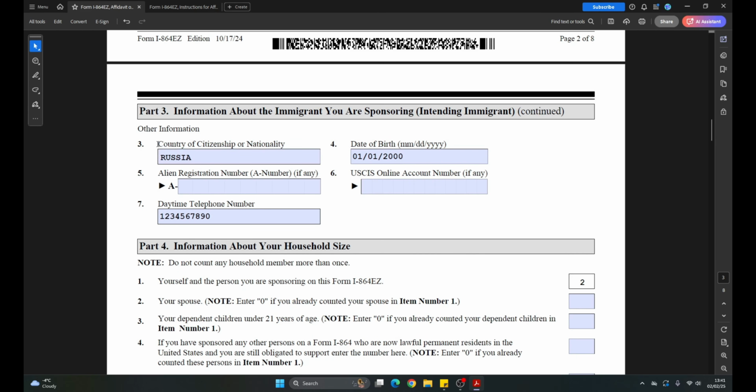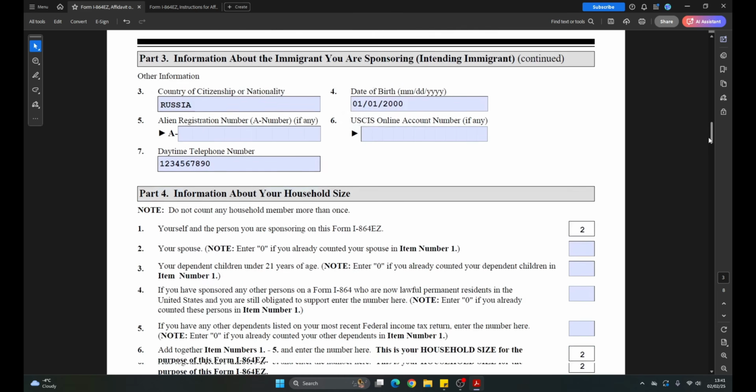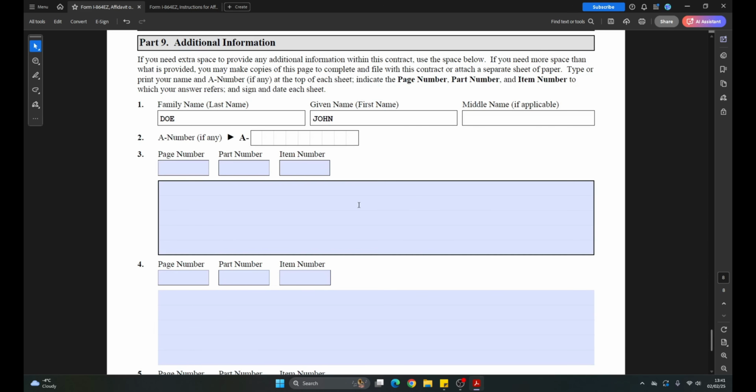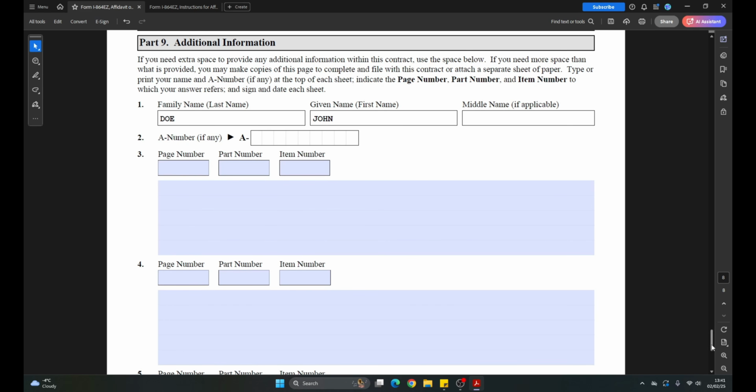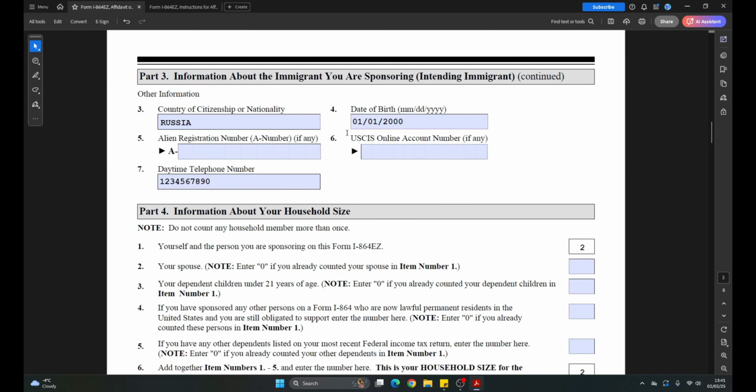If your beneficiary is a citizen of multiple countries, you can then use the additional information page, so the last page of this form, to write that they have an additional citizenship. Moving on, provide their date of birth, A number if they have one, USCIS online account if they have one. If your beneficiary does not, you can leave fields blank and provide your beneficiary's phone number.